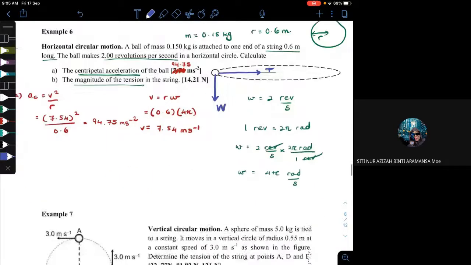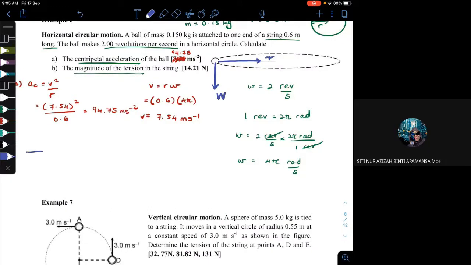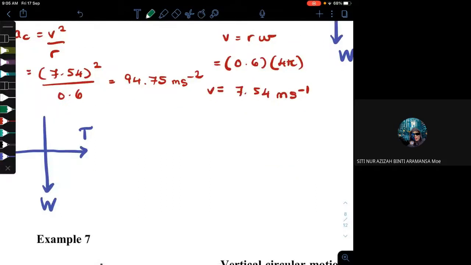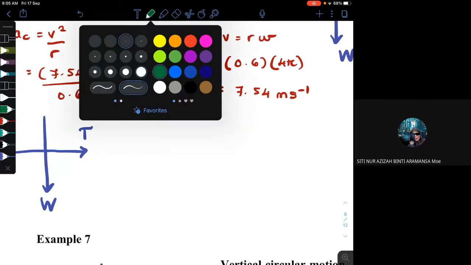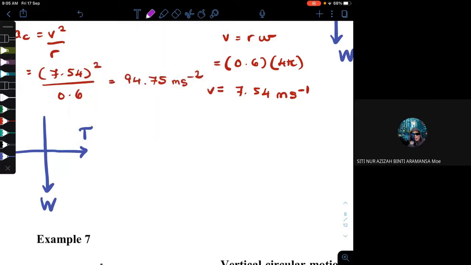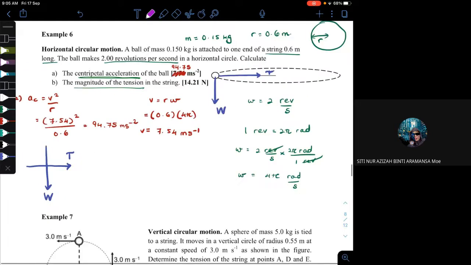So we will draw the free body diagram. This is our weight. This is our tension. Remember, because there is acceleration, we have to draw the direction of acceleration on our free body diagram. But the question is where? Where should I draw the direction of a? Anyone can answer it? Which way is a, do you think?